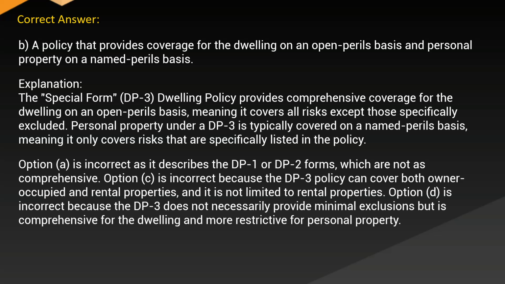listed in the policy. Option A is incorrect as it describes the DP1 or DP2 forms, which are not as comprehensive. Option C is incorrect because the DP3 policy can cover both owner-occupied and rental properties, and it is not limited to rental properties. Option D is incorrect because the DP3 does not necessarily provide minimal exclusions but is comprehensive for the dwelling and more restrictive for personal property.